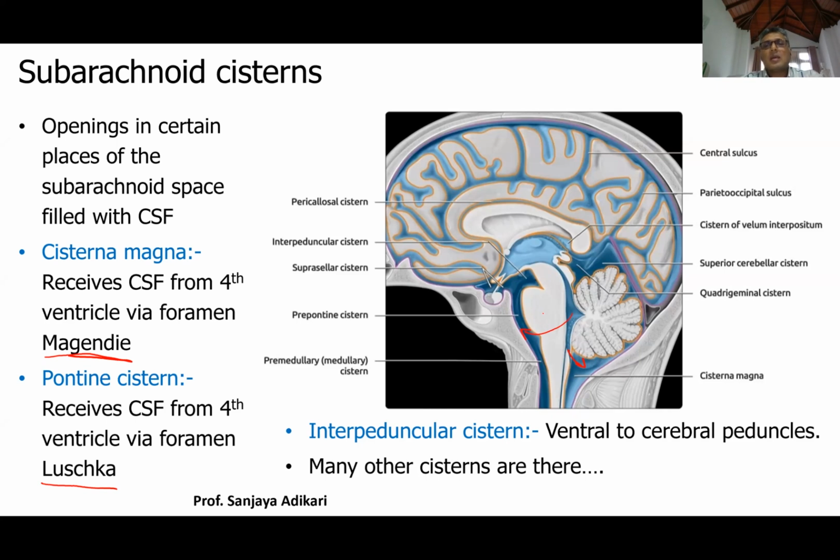So this is how the CSF circulation completes. CSF comes into the subarachnoid space and gets absorbed through the arachnoid granulations in these areas into the superior sagittal venous sinus.